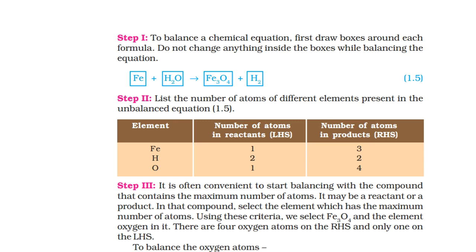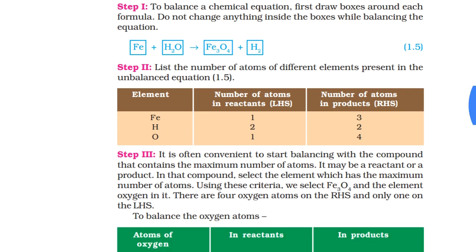Step 2. List the number of atoms of different elements present in the unbalanced equation. You can write in this style. Left hand side Fe 1, right hand side 3; hydrogen 2 and 2; and oxygen left hand side 1 and right hand side 4.